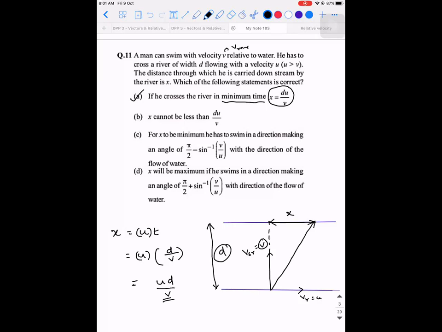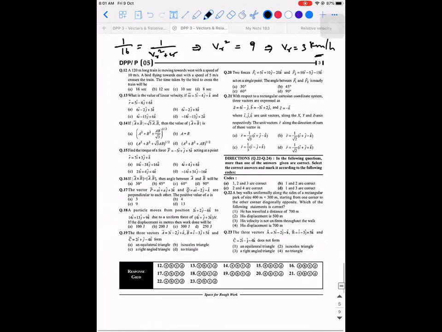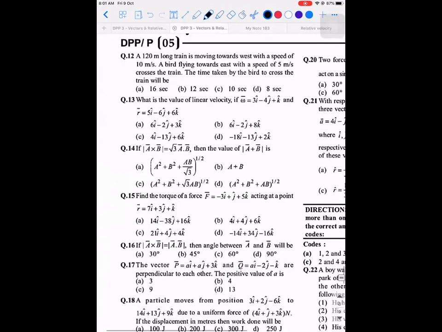Okay, u into d divided by v, the answer is first. So I hope it is clear. Now look at the 12th question.